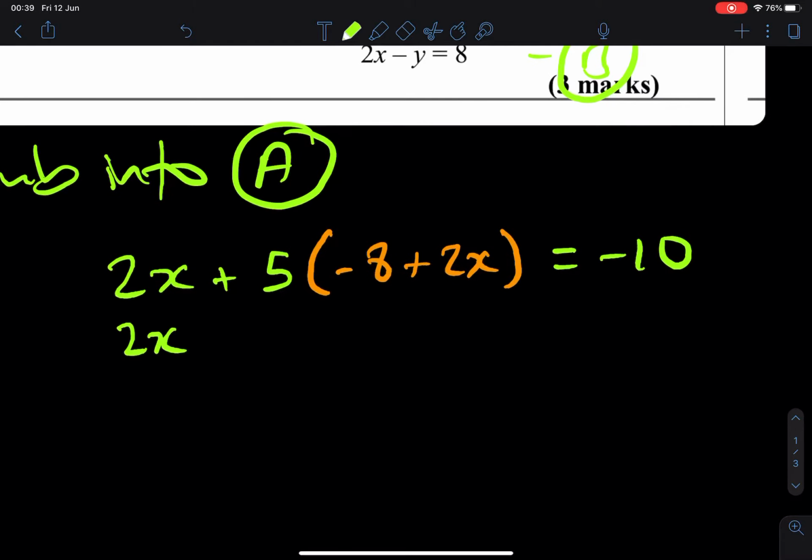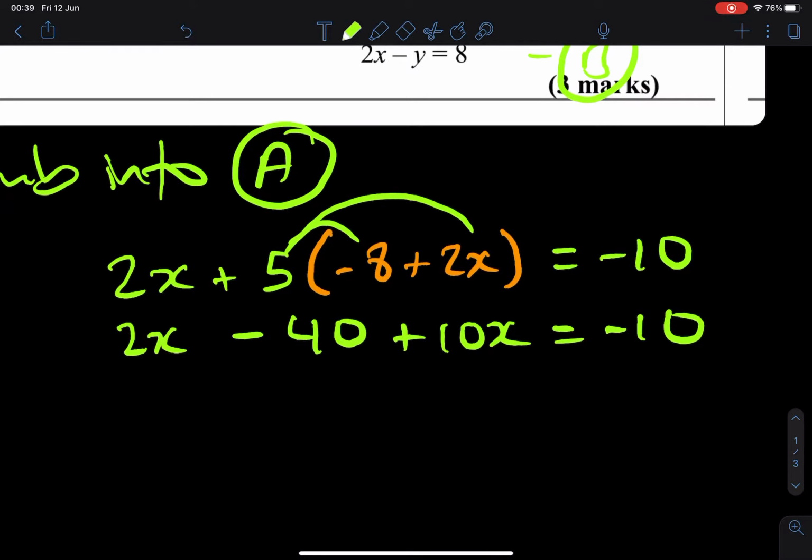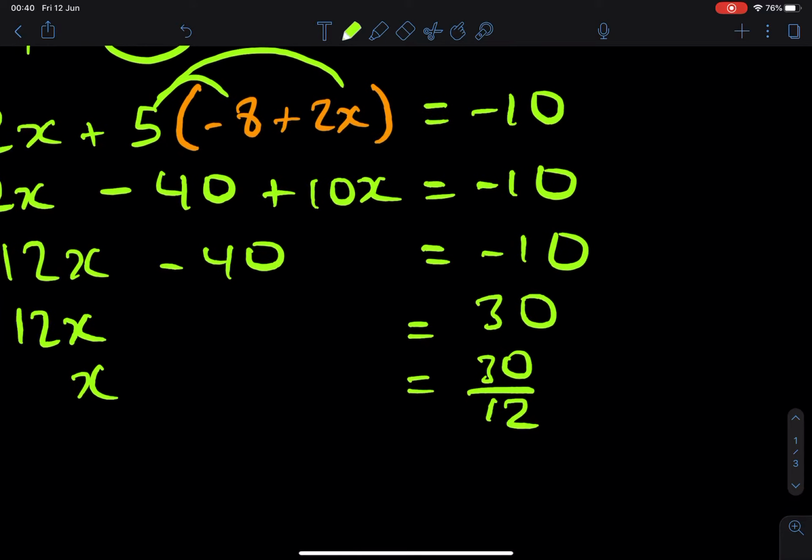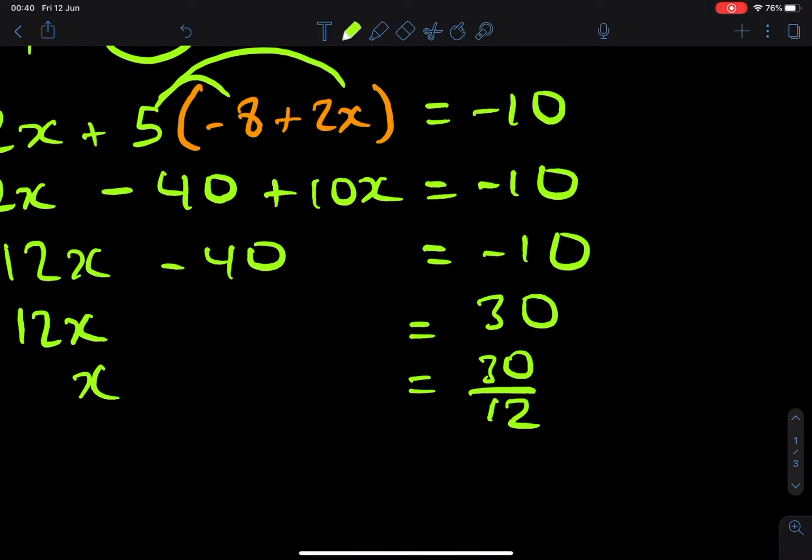So 2x, the same. Let me expand. -40 plus 10x is equal to -10. 2x plus 10x is 12x. -40 is equal to -10. 12x is equal to -10, positive 40, which is 30, and x is equal to 30 over 12. Now what you need to do is just try and simplify as much as you can, so which is 15 divided by 6. I can divide that by 3 again, which is 5 over 2, or 2.5.